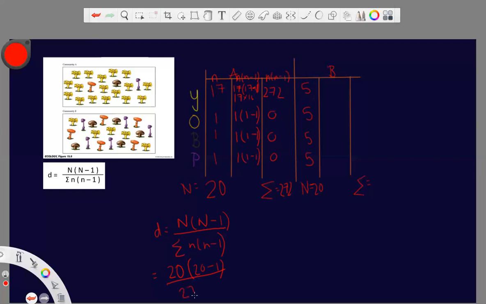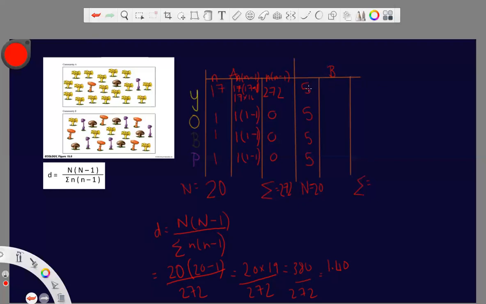So that is equal to 20 multiplied by 20 minus 1, which is 19, divided by 272. That is equal to 380 divided by 272, which is equal to 1.4. So community A has got a diversity index of 1.4. All right, so now let's look at community B.